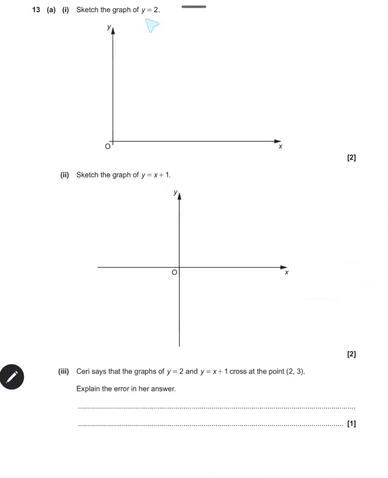Question 13, looking to sketch the graph y equals 2. Well, there's y. This is the y-axis, and you can just guess where 2 will be. So y equals 2 is here. We need a straight line going across, not up and down. Y equals 2 goes across in the same direction as the x-axis.